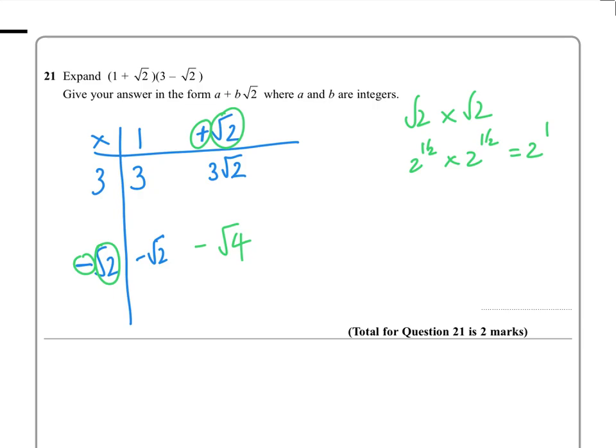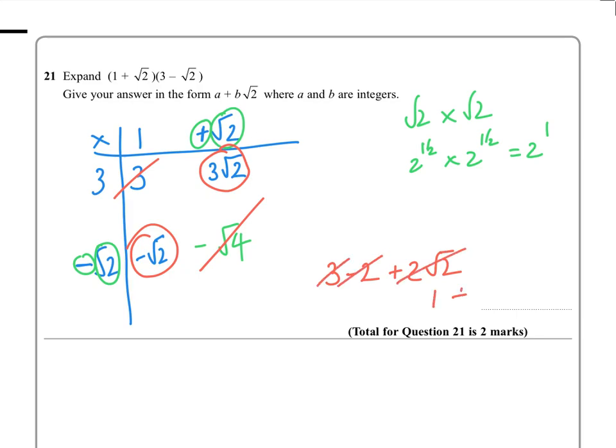So let's see what we've got. We've got 3 for definite. We've got minus 2 for sure. And then we've got 3 of these with one of them taken off, which is just 2 of them. And then 3 minus 2 is 1 plus 2 root 2 is the answer.